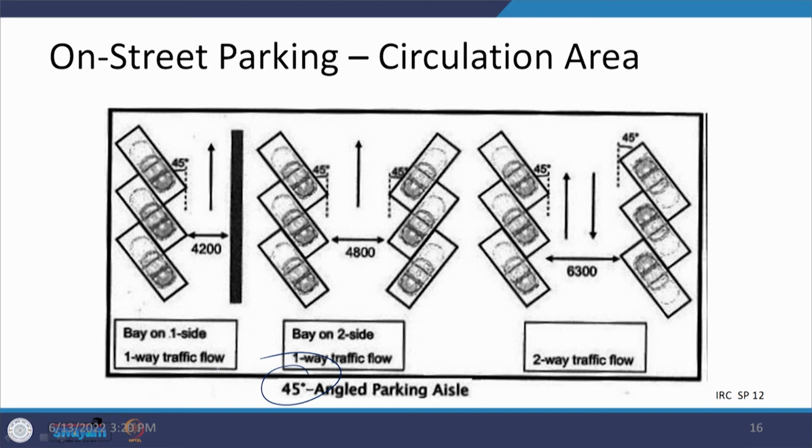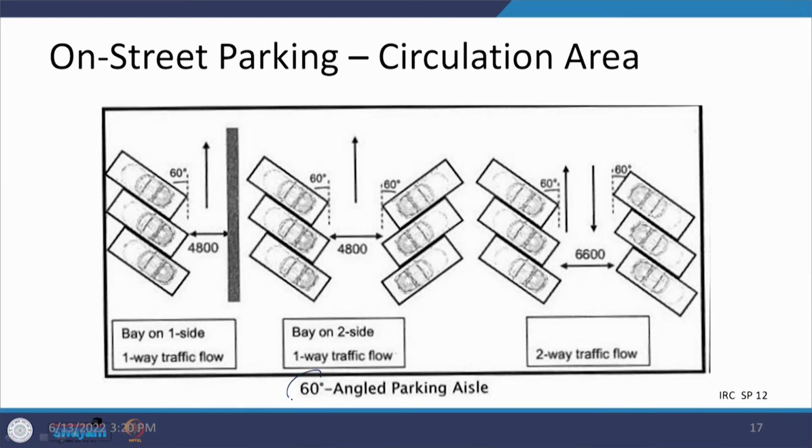This is a case of 45 degrees. Now, in the case of this, what you can see is that this is being increased by 0.6 meters. So, it becomes 4.2 meters if it is a one side, one way movement, with parking on one side. When you have two side parking with one way movement, it is 4.8, but if it is a two way, then it remains at 6.3. Then when we come to the 60 degree angle, this becomes constant at 4.8 meters for a one way movement for either one side or two side parking, but when it is two way with two side parking, it is increased to 6.6 meters at this particular angle.